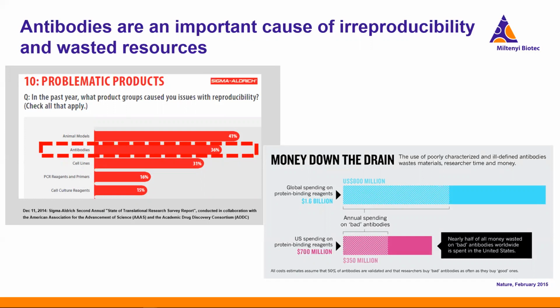Here's another really disturbing figure. This was from Nature a few years ago. They estimated the financial loss of purchasing these, like, quote, bad antibodies. They estimate half of all antibodies purchased are unvalidated, and therefore in the United States, for a total spend of $700 million, $350 million is just wasted. This also is applicable globally. So they estimate $800 million wasted on bad antibodies.